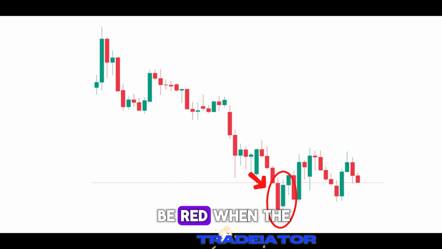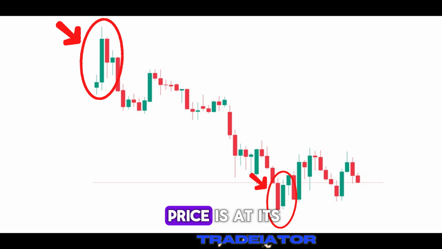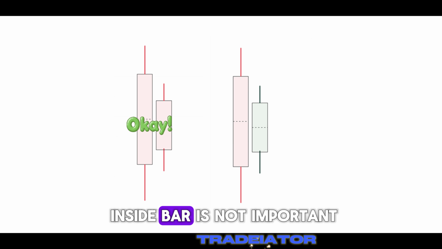The mother bar should be red when the price is at its lowest point and green when the price is at its highest point. The color of the inside bar is not important.